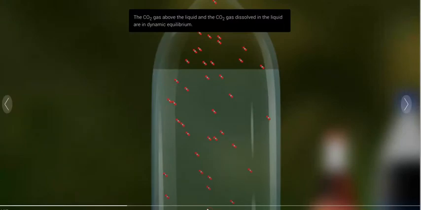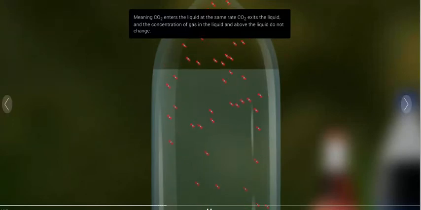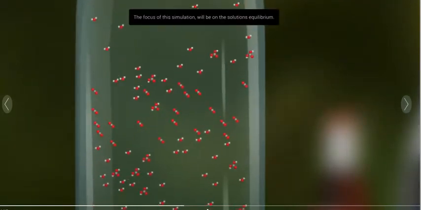The carbon dioxide gas above the liquid and the carbon dioxide gas dissolved in the liquid are in a dynamic equilibrium. Meaning carbon dioxide enters the liquid at the same rate that carbon dioxide exits the liquid, and the concentration of gas in the liquid and above the liquid do not change. The focus of this simulation will be on the solution's equilibrium.